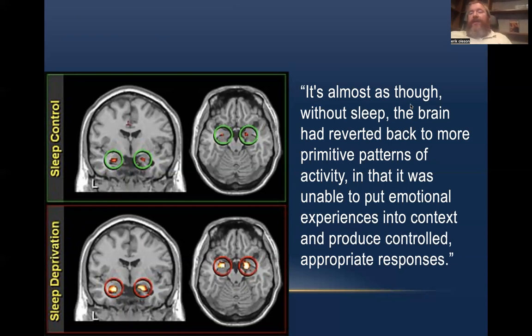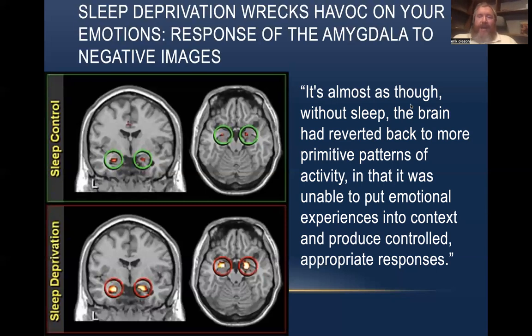So it's almost as though without sleep, the brain is reverted back to more primitive patterns of activity in that it was unable to put emotional experiences in context and produce controlled appropriate responses. It's just your limbic brain, you're acting without that sort of cognitive top-down check.